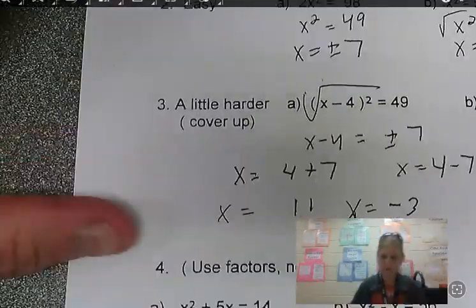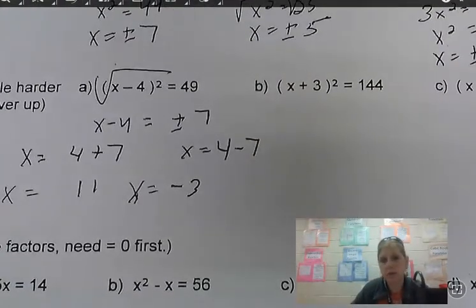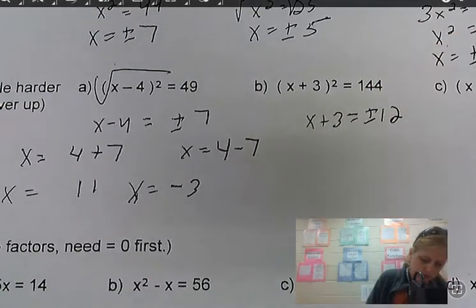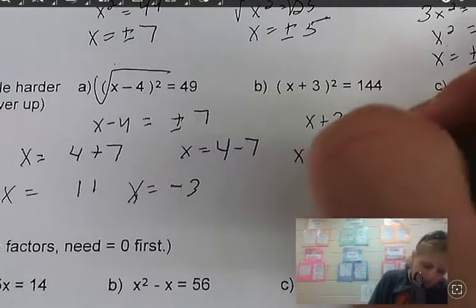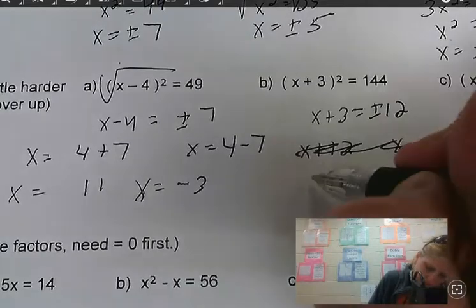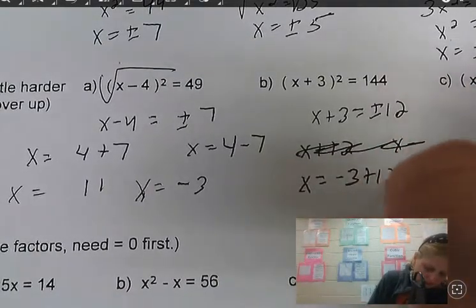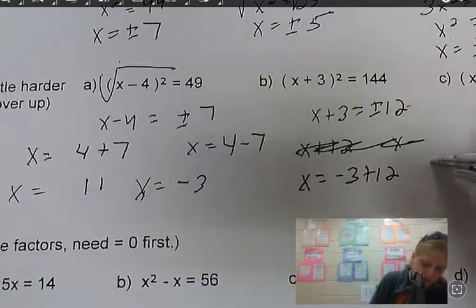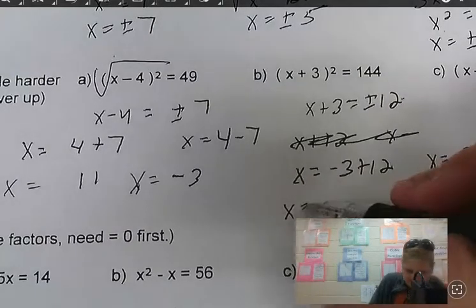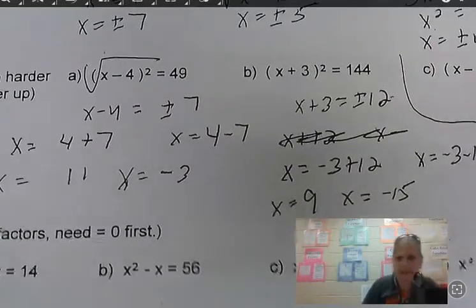Over here, letter B, I take the square root of both sides. So I get x plus 3 equals plus or minus 12. I messed that up. You subtract 3 on both sides, so x equals negative 3 plus 12, and x equals negative 3 minus 12. I get x equals 9, and x equals negative 15.